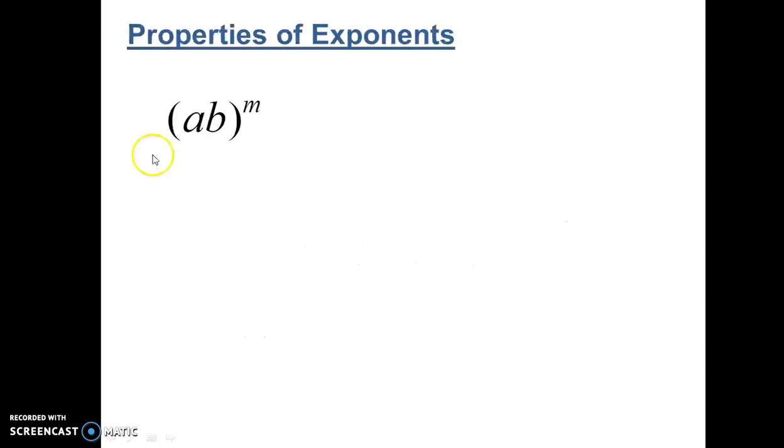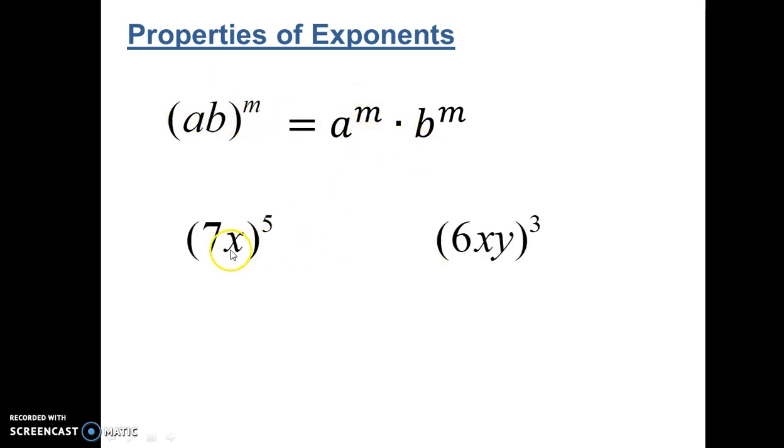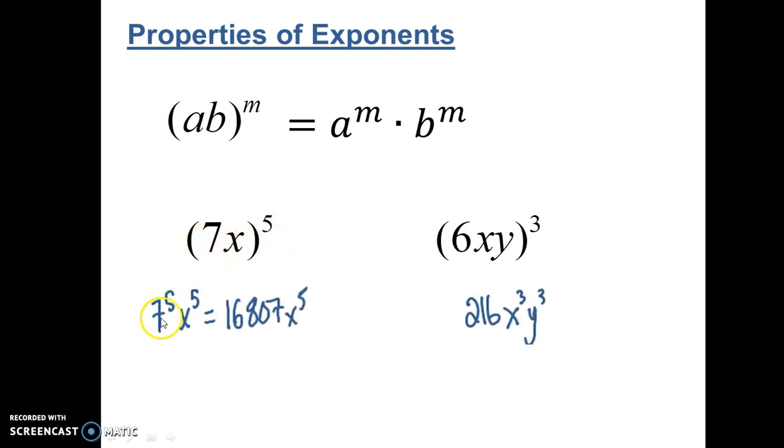All right, next rule. When you have parentheses and an exponent on the outside, the exponent is applied to both pieces, like this. First example, second example. So here we have 7x to the fifth power. This is not going to be 7 times x to the fifth. It's going to be 7 to the fifth times x to the fifth, because that 5 is applied to both of these. And 7 to the fifth power is 16,807, and we have x to the fifth.